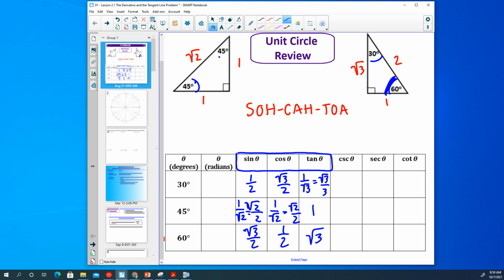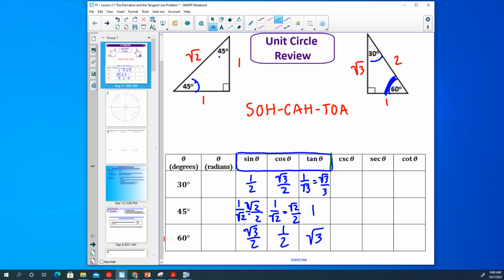Okay, so if you know these 9 values, or you know these 2 special right triangles and know how to find these, you can do any angle problem, whether it's in degrees or radians, with where it ends up on a coordinate plane. Okay, and that's what we'll talk about when we get to the unit circle. So then these ones are just all their reciprocals.